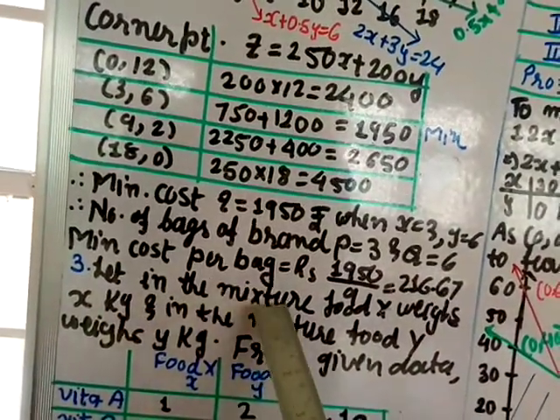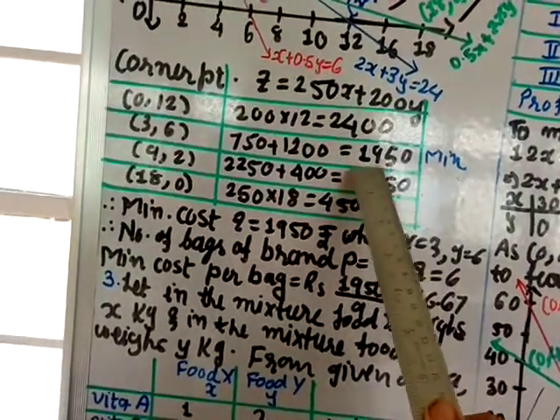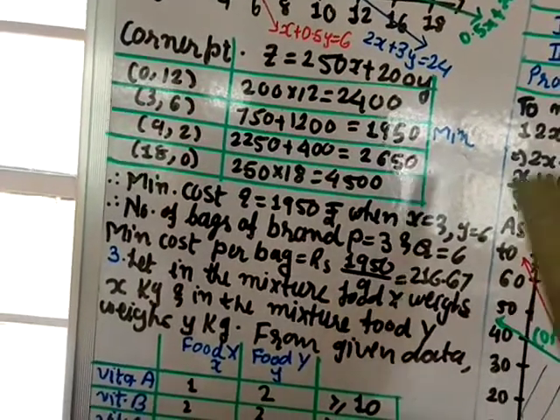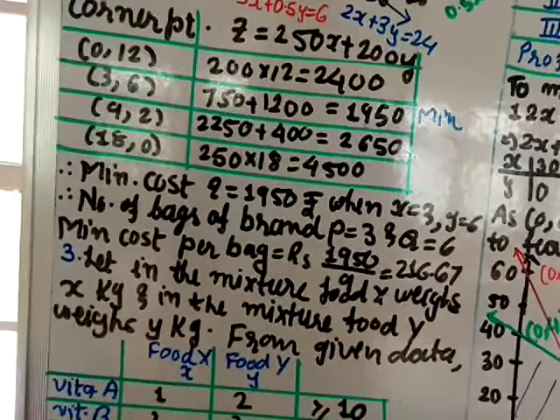And the total minimum cost is 1950, that is for all 3 plus 6 bags. So divide by 9, so we get for one bag it will be 216.67 rupees. Okay, for one bag it will be this much.